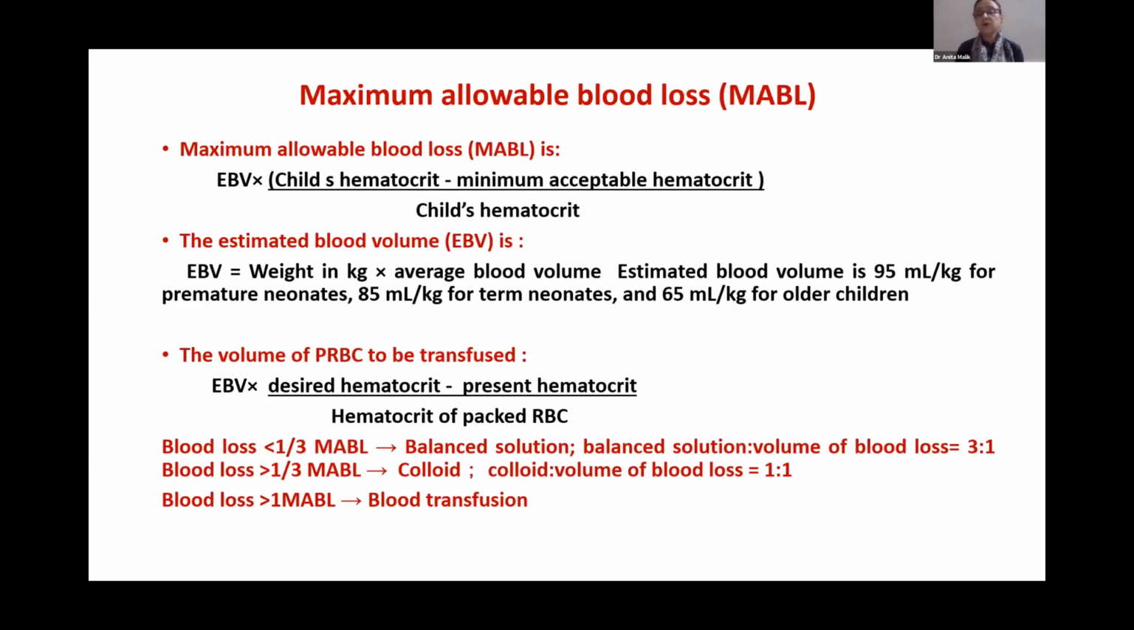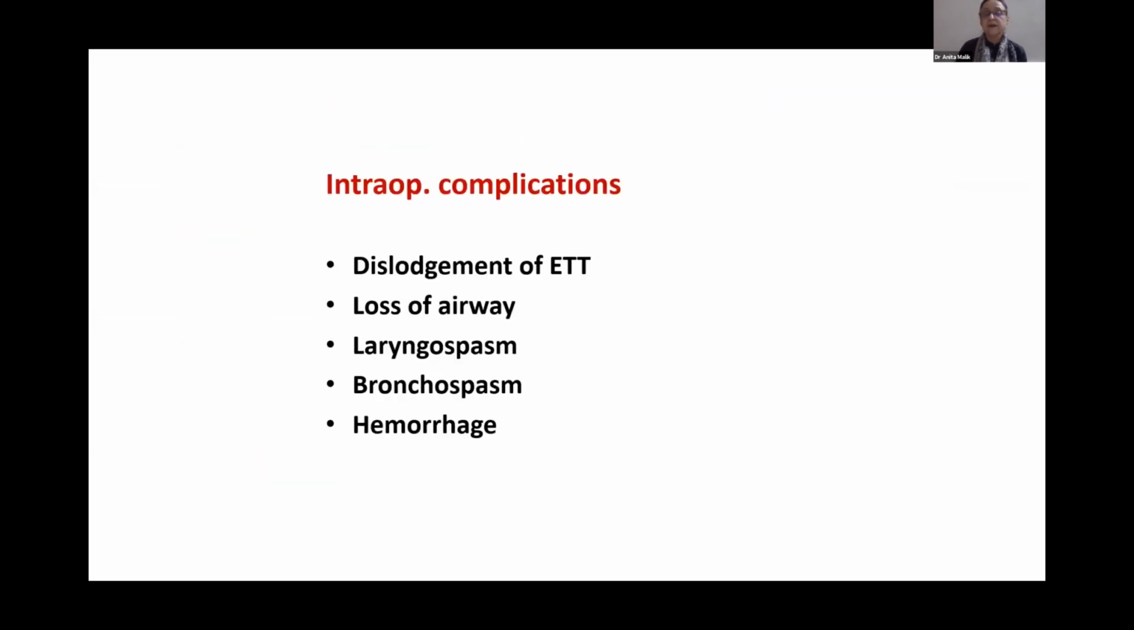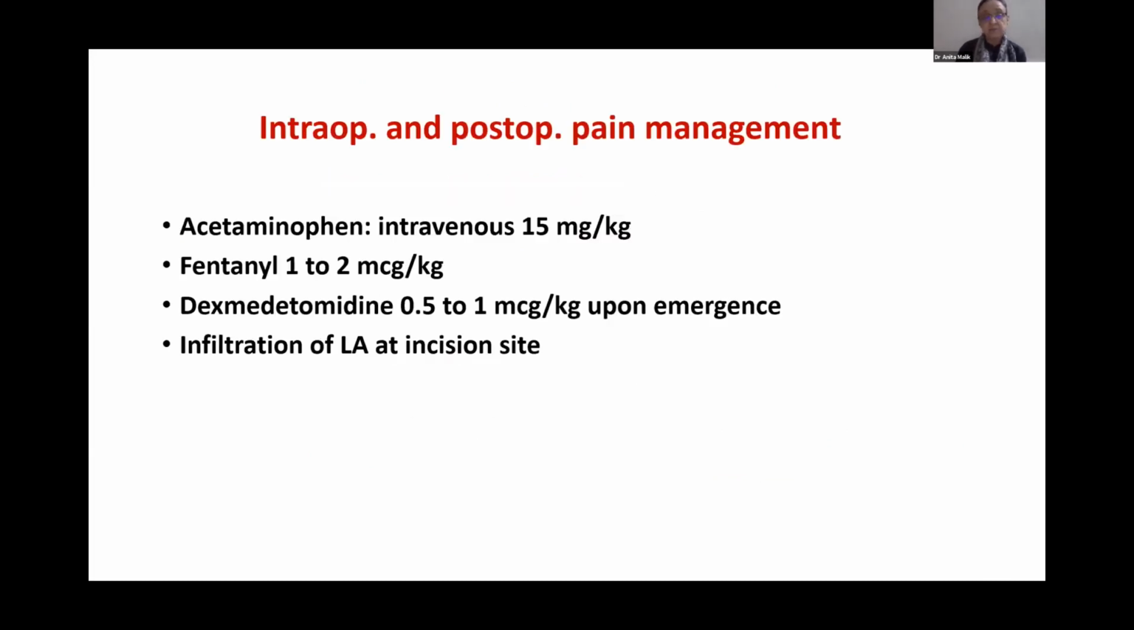Now, maximum allowable blood loss we have already discussed, by Dr. Apurva. If the blood loss is less than 1/3 of MABL, balanced solutions come into picture, and the ratio of balanced solution to volume of blood loss is 3:1. If it's more than 1/3 MABL, then colloids come into picture with a ratio of 1:1. And if it's more than 1 MABL, then blood transfusion comes into picture. Now, intraoperative complications are dislodgement of the endotracheal tube, loss of airway, laryngospasm, bronchospasm, and hemorrhage.